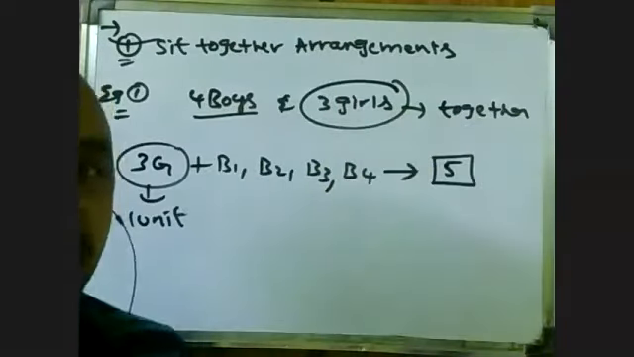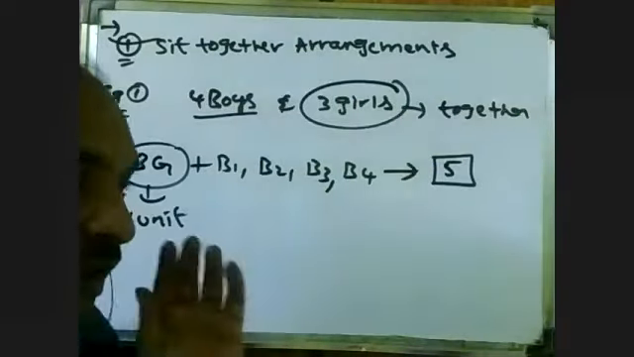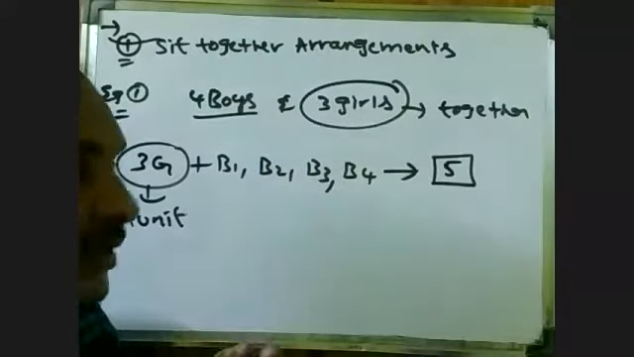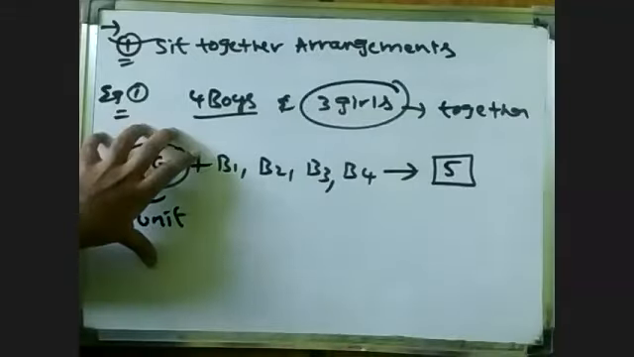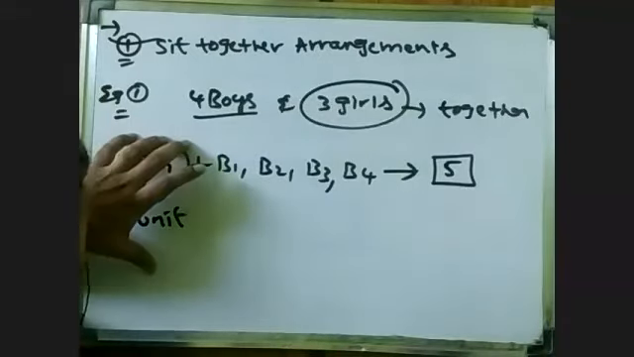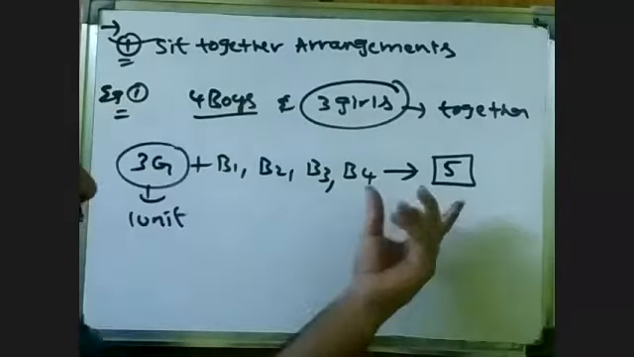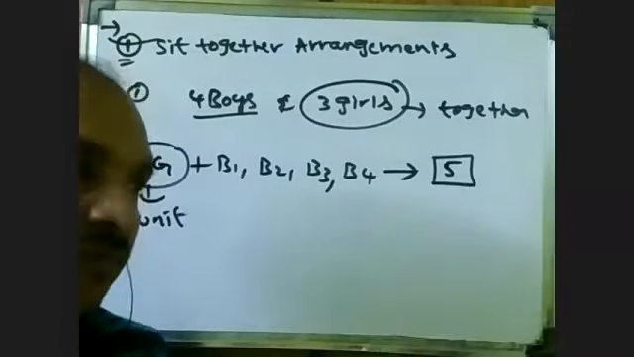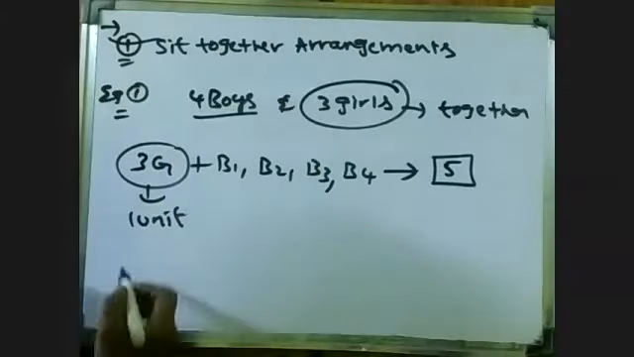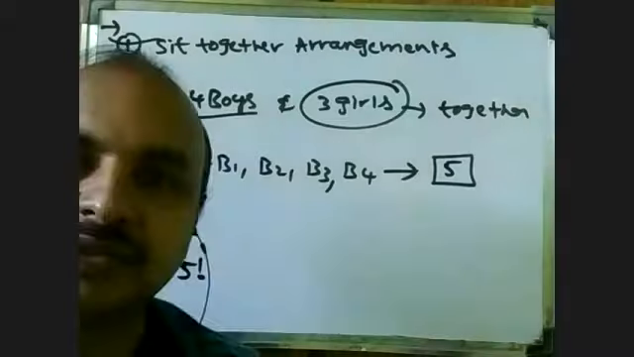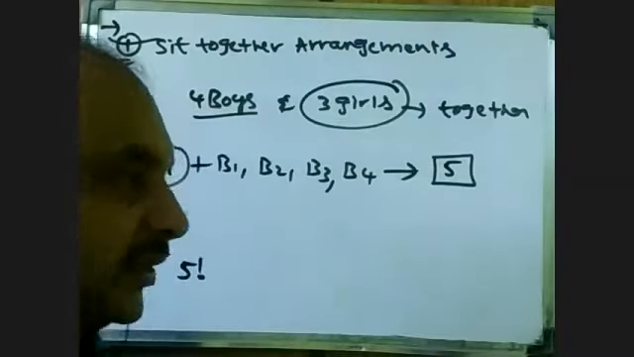Now all girls should come together. So whenever you want to keep objects together, those objects are considered as one unit. You consider these objects as one unit. Now the remaining 4 boys and 1 unit of girls: in total there are 5 objects here. So these 5 objects can be arranged in 5 factorial ways. No doubt, these can be arranged in 5 factorial ways.